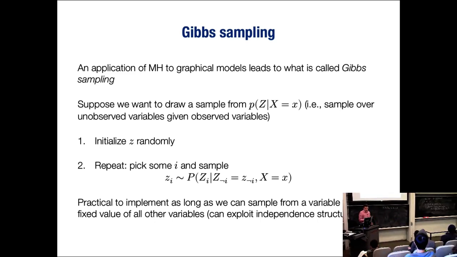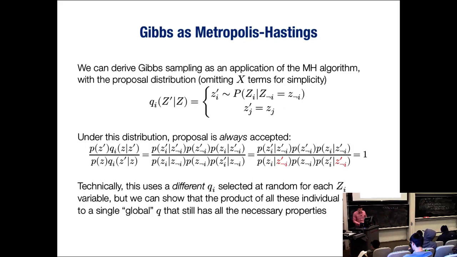And my claim is that this, in the limit, will give you samples over the distribution that you want, which is the P of Z given x equals x. And the way you show that is you basically just show that this is an instance of Metropolis Hastings.